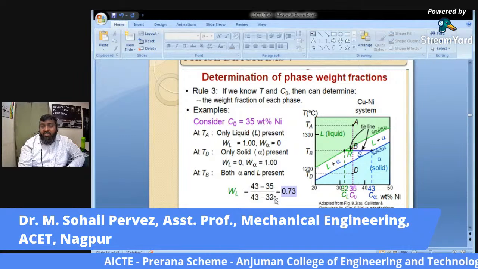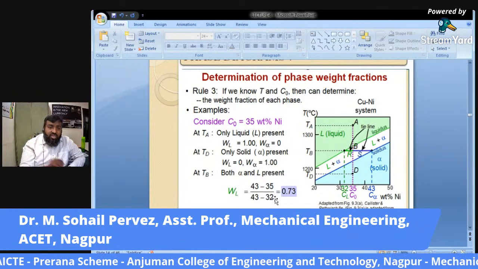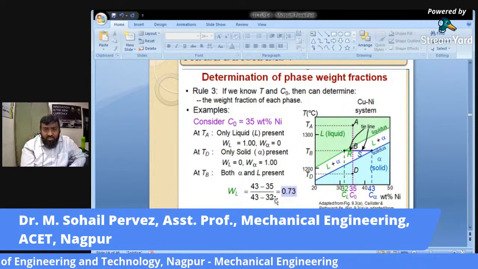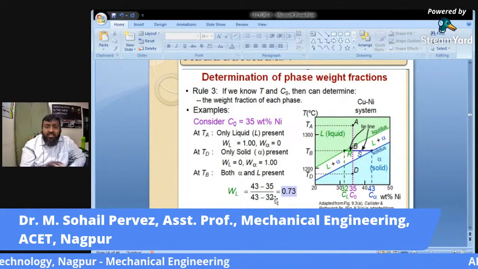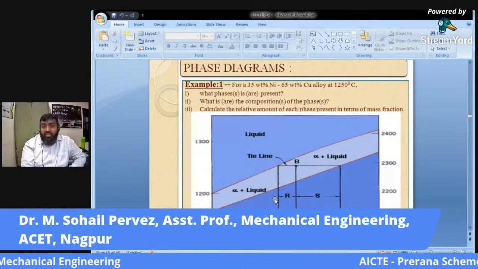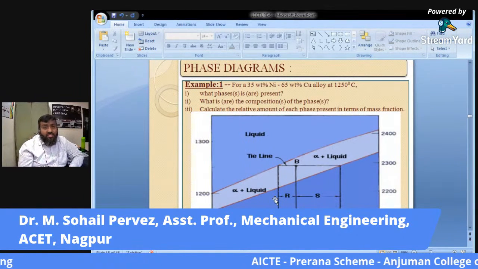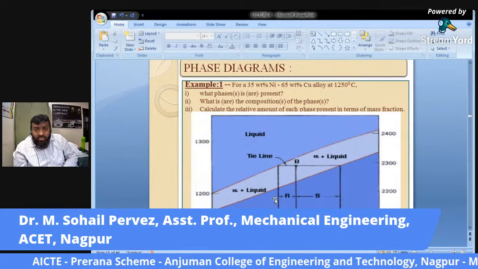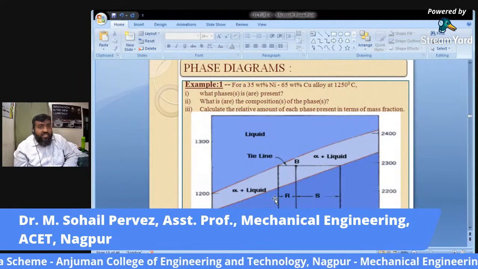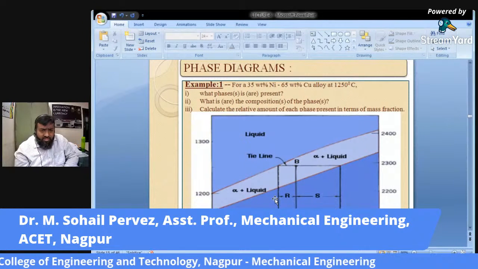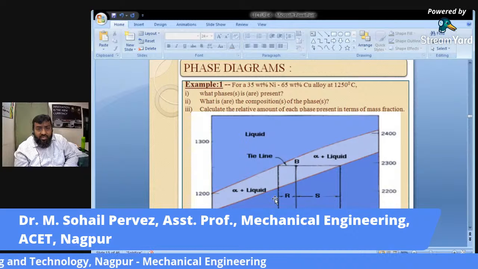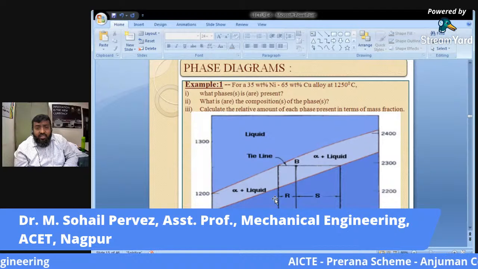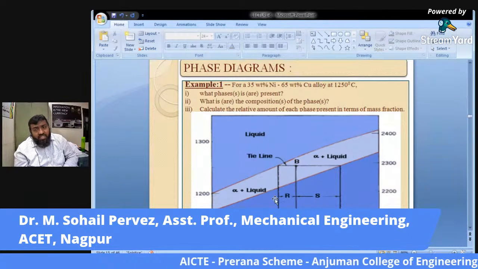So I have tried to explain all three compositions, because it will always be asked in the examination about these three things. We have taken this in terms of rule 1, 2, and 3 for the sake of understanding. Now let us concentrate on this example, which was asked in the examination already. For a 35% weight Ni and 65% weight Cu at 1250 degrees centigrade, it is given in the diagram itself. It is asked: number 1, what phases are present. Number 2, what are the compositions of the phases. Number 3, calculate the relative amount of each phase present in terms of mass fraction.